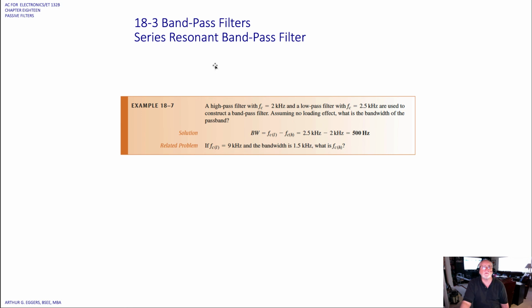So when we come back, we'll take a look at the series resonant bandpass filter.